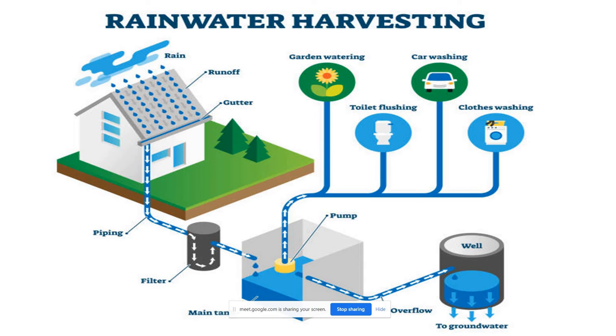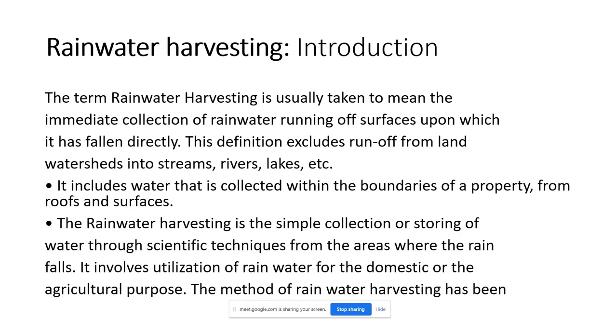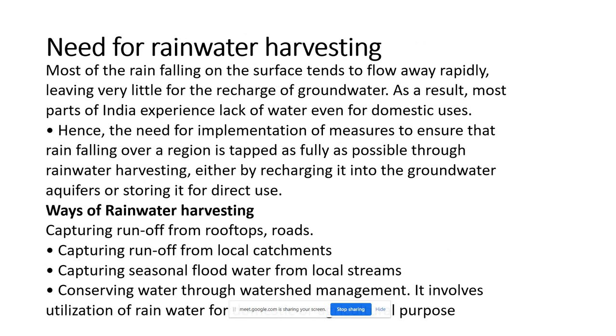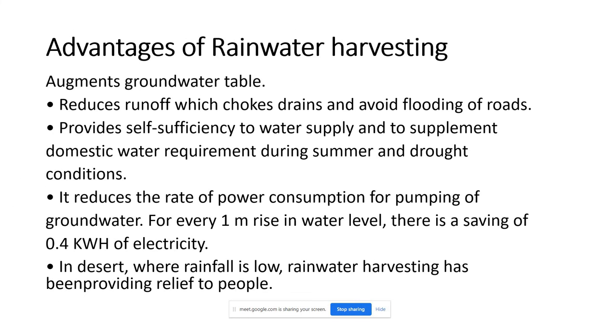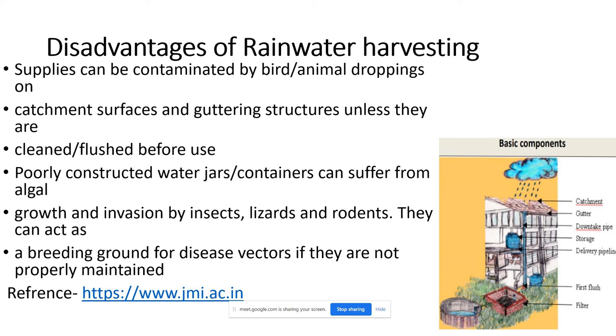Advantages of rainwater harvesting: provides self-sufficiency to your water supply, reduces the cost of pumping of the groundwater to meet the ever-increasing demand of water, supplements domestic water requirement during summer, etc. And disadvantages of rainwater harvesting: supplies can be contaminated by bird and animal droppings on the catchment surface and guttering unless they are flushed clean before use.